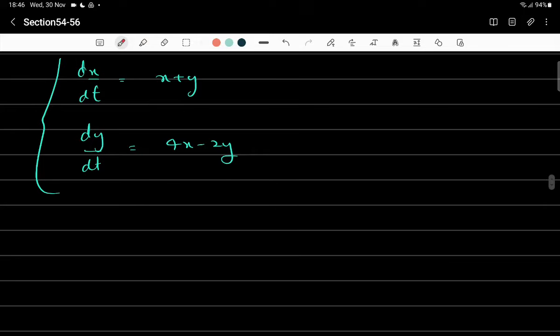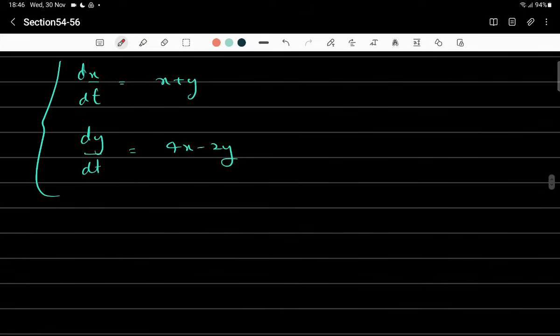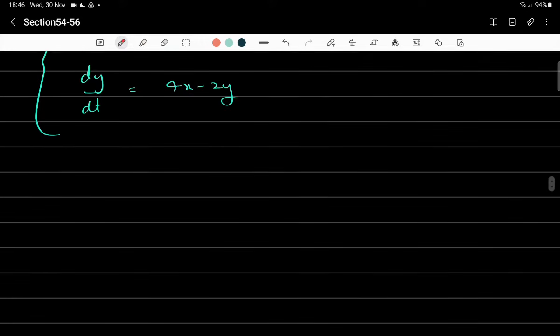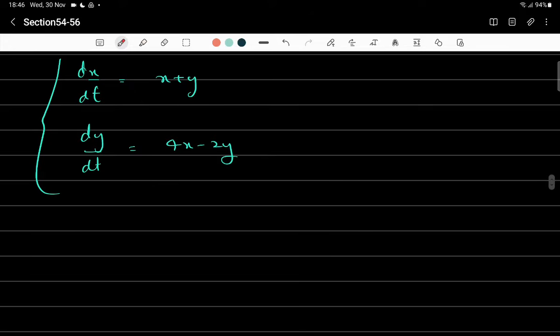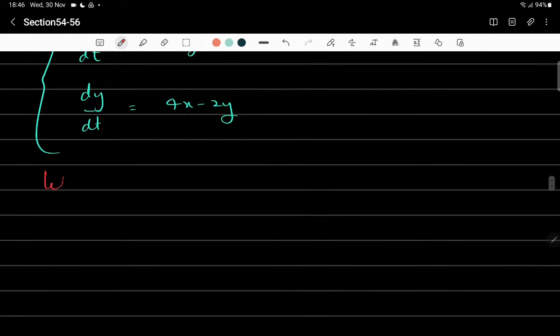So let's try an example. dx by dt is equal to x plus y, dy by dt is equal to 4x minus 2y. Now if I have to solve this one, then let the solution be x is equal to a e raised to the power mt and y is equal to b e raised to the power mt.